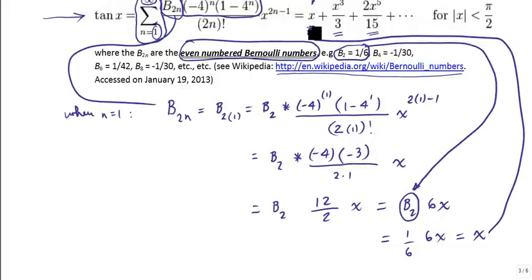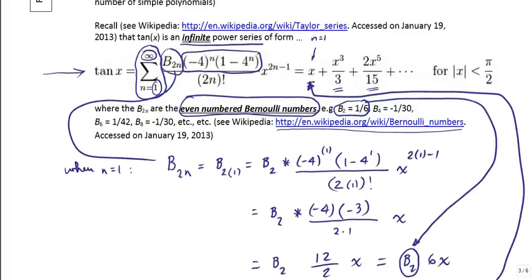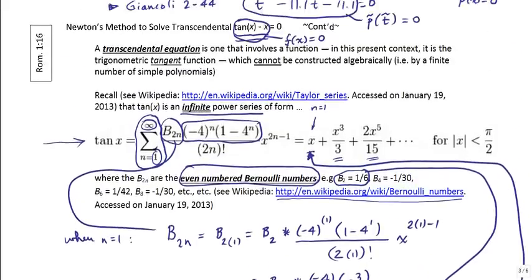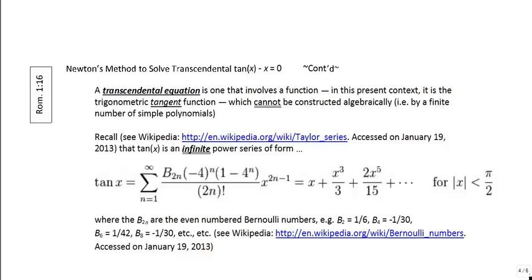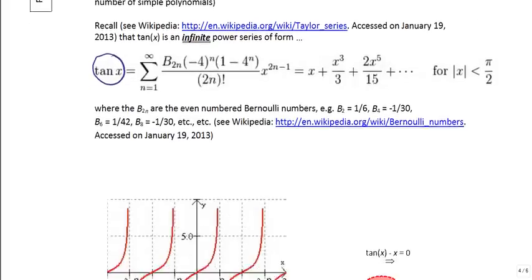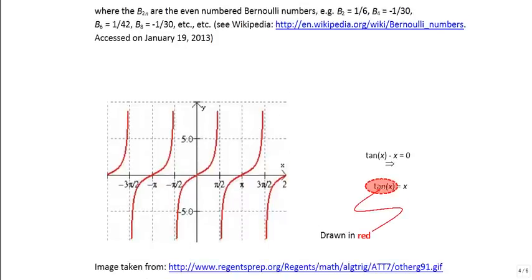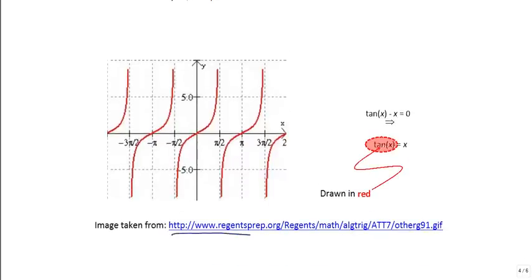Okay, with a better understanding of how this form that we're trying to solve is transcendental because of this infinite sum, now let's move on to the next page, and let's remind ourselves first of all what tangent of x, what the graph of that looks like. Here I have taken an image from the website that I cite here, which gives us the graph of tangent of x.